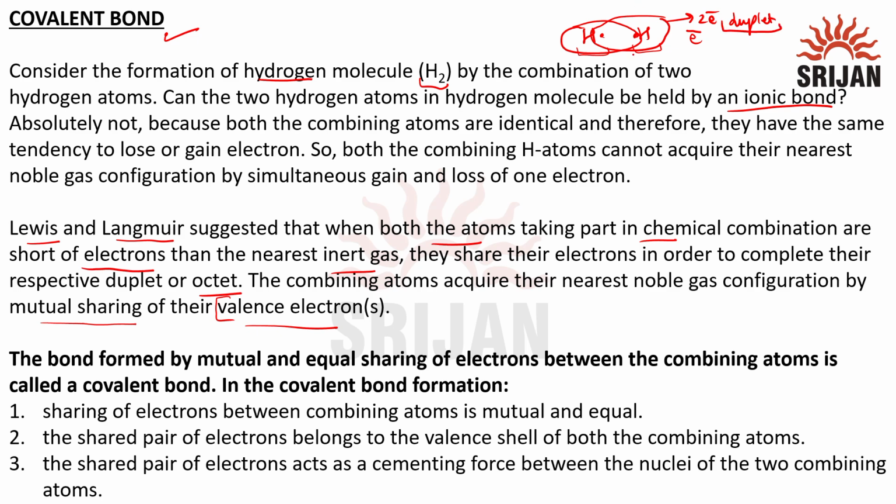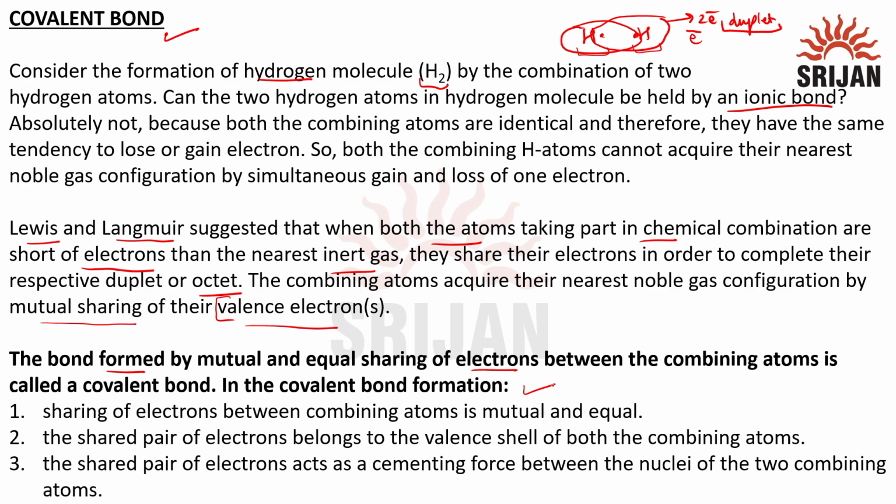So this type of bond that is formed by mutual sharing of electrons between two combining atoms is known as the covalent bond. So here also, the bond formed by mutual and equal sharing of electrons between combining atoms is known as a covalent bond.